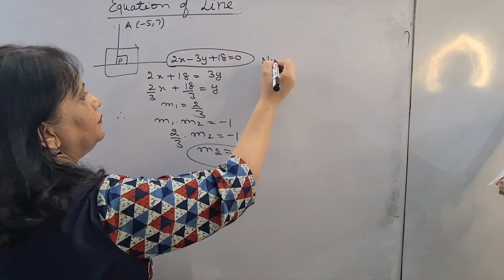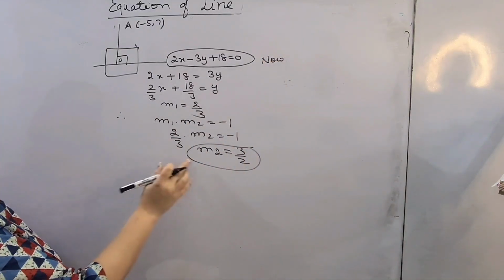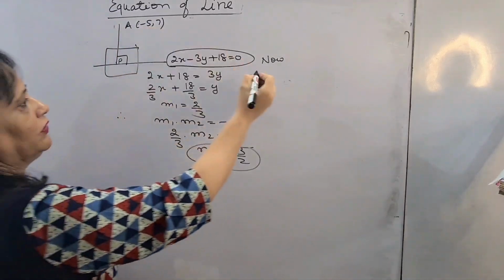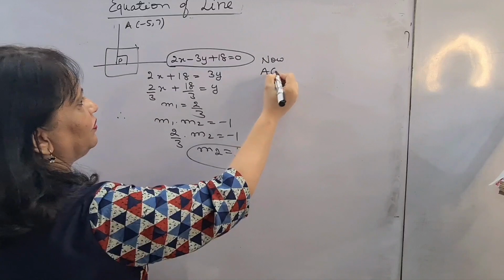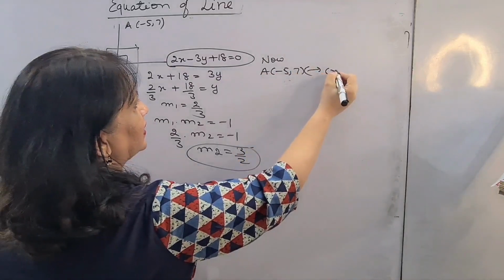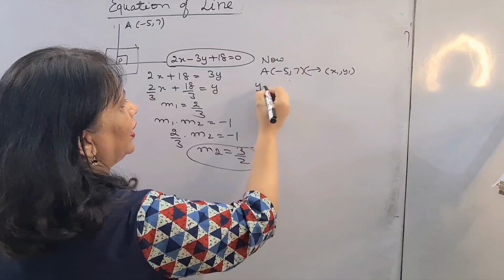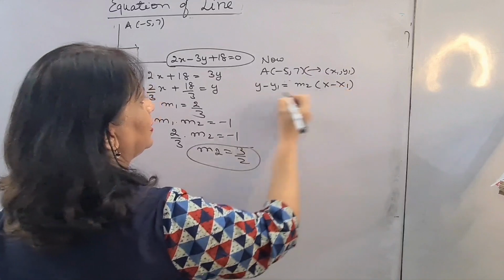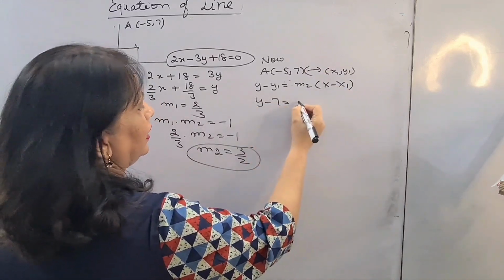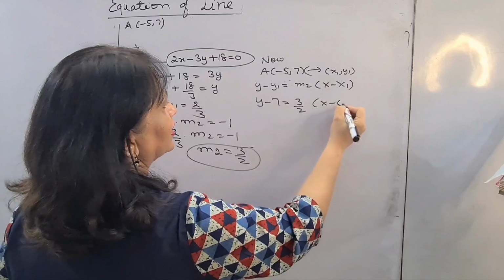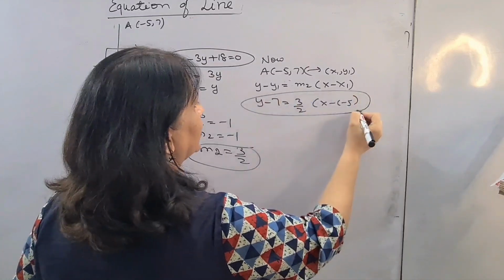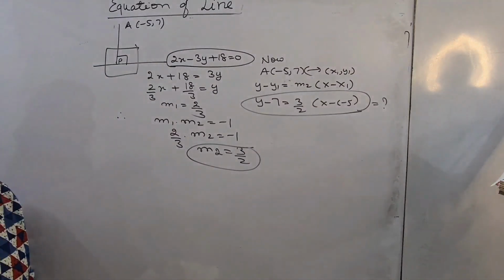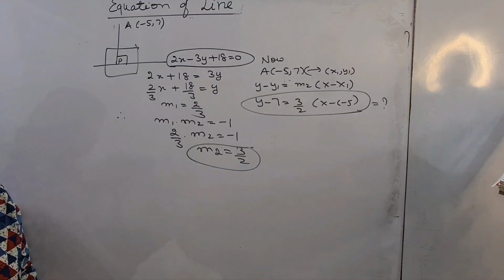Now I have to find the equation of line of AP. I got the slope, pass through it using one-point form. So A minus 5 comma 7 will become x1 comma y1, or y minus y1 is equal to m2 into x minus x1, or y minus 7 equals m2, that is 3 by 2, into x minus minus 5, and calculate to get the equation of line. So this is the question, foot of perpendicular. P was foot of perpendicular. This you know, I have done before also.